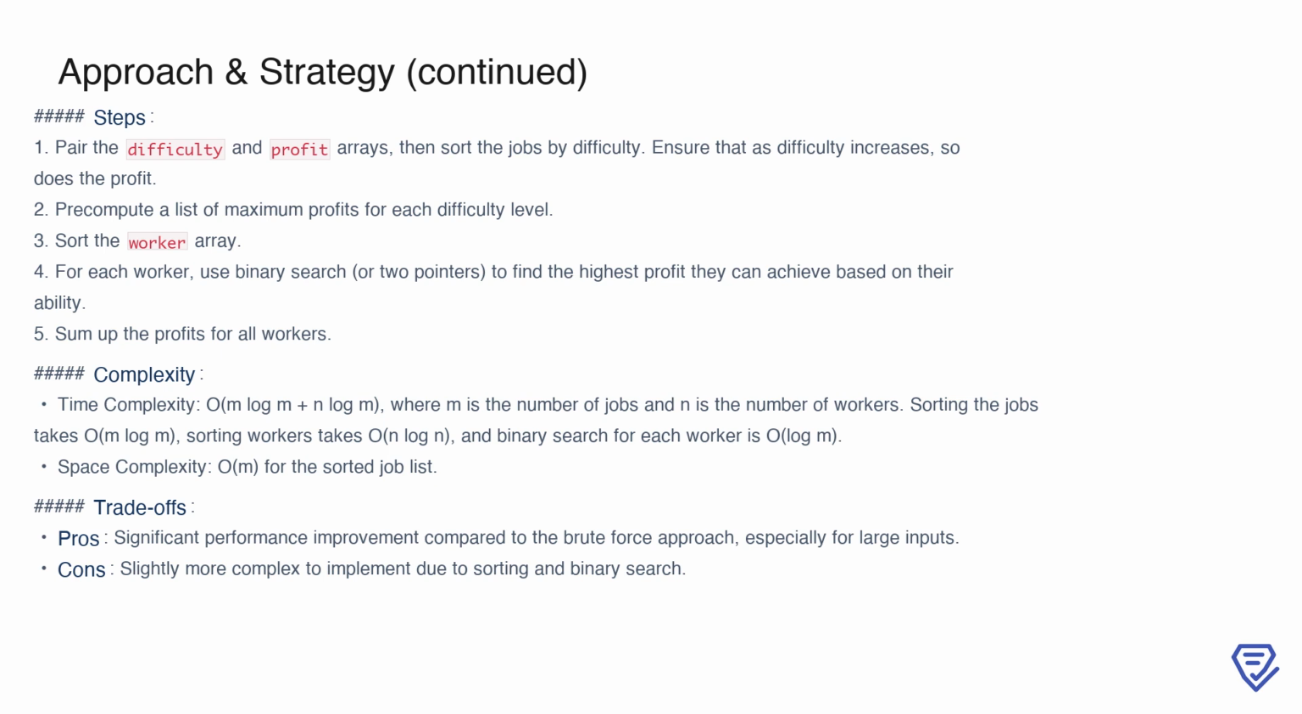This approach is much more efficient, with a time complexity of O(m log m + n log m). Sorting the jobs and workers each takes O(m log m) and O(n log n), respectively, while the binary search for each worker runs in O(log m). The space complexity is O(m), as we need to store the sorted list of jobs.